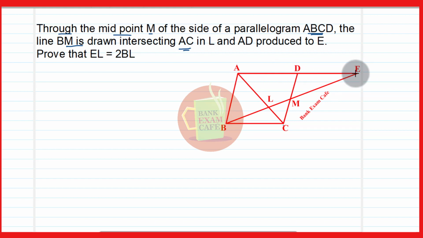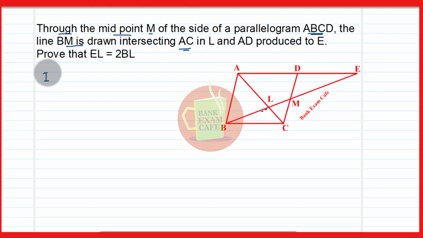It means if AD is produced and BM is produced, they will meet at point E, and we have to prove that EL is equal to twice BL. This is BL, and so we have to prove EL is equal to twice BL. Now friends, first we will take these two triangles, this is the first triangle and this is another triangle, and we will show that these two triangles are congruent triangles.